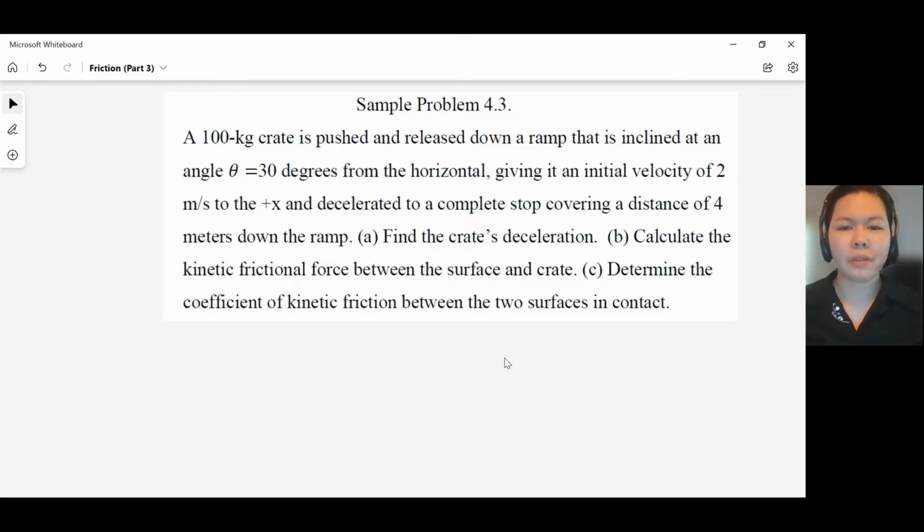Letter A, find the crate's deceleration. Letter B, calculate the kinetic frictional force between the surface and crate. And letter C, determine the coefficient of kinetic friction, mu sub k, between the two surfaces in contact.